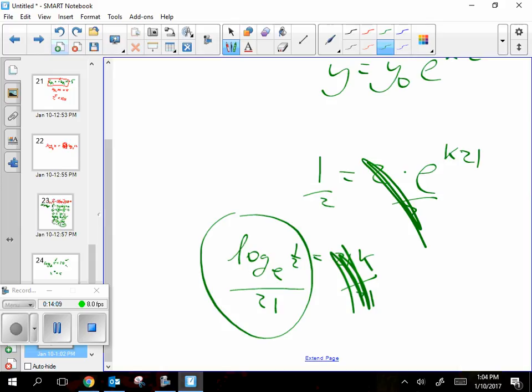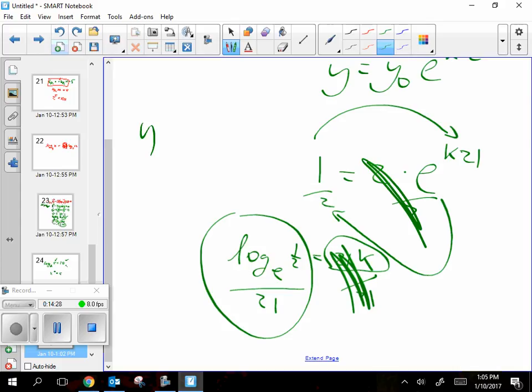Log base E of 1/2 equals 21. And it was right here. Log base E of 1/2 equals 21. It was right there. But then I canceled the 21. I got a little too far ahead of you there. Okay, so I got my K now.